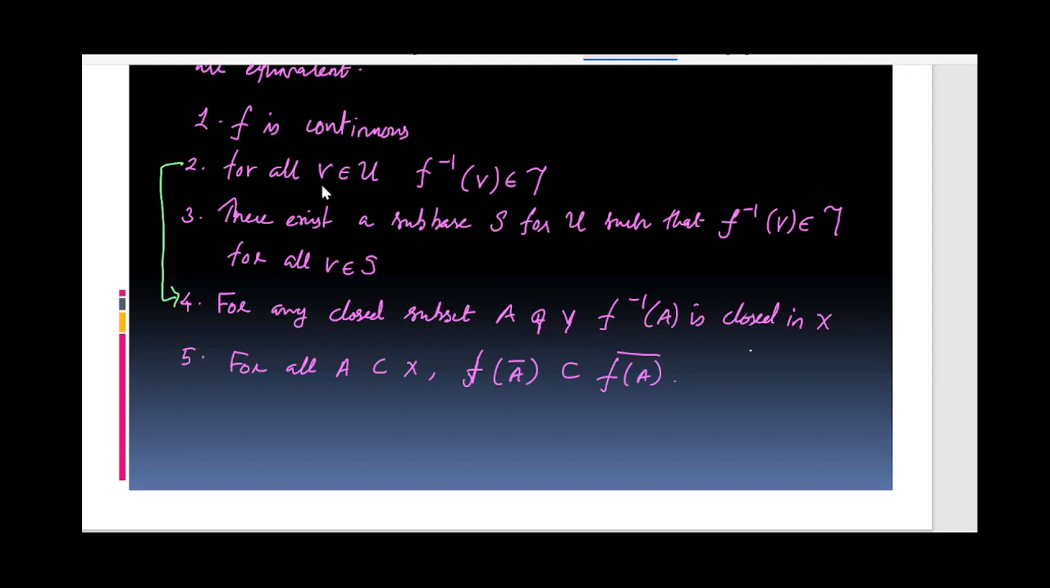Now for all V belongs to U, F inverse of V belongs to T. Now for any closed subset A of Y, F inverse of A is closed in X, right? Exactly the complement. So it can be easily proved using this complement idea.